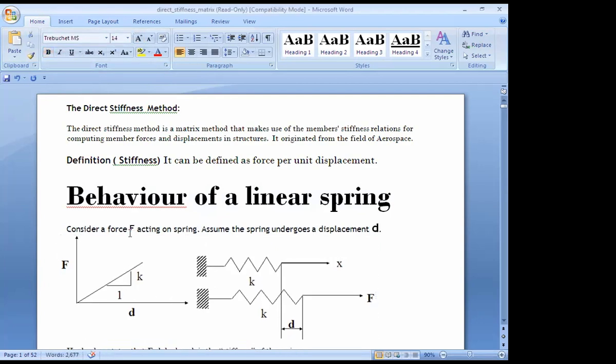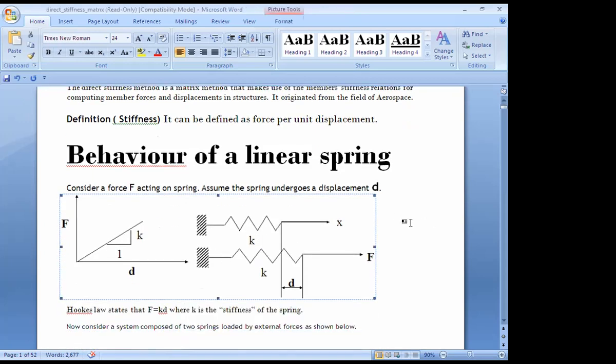Okay, so I want to consider a force F acting on a spring, and I assume that the spring undergoes some displacement D. So this is the scenario I'm looking at here. I have my spring, and you load it with some force F in this direction, the X direction. So the spring will extend and it undergoes a displacement D, like this one here.